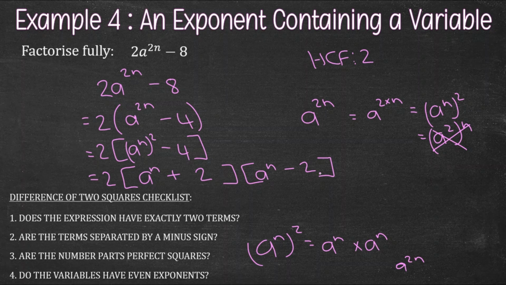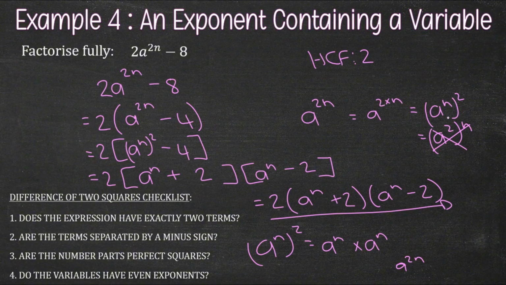So let's just rewrite this without the square brackets. That gives us 2, a to the power of n plus 2, and another bracket, a to the power of n minus 2. And this is the final factorized answer.